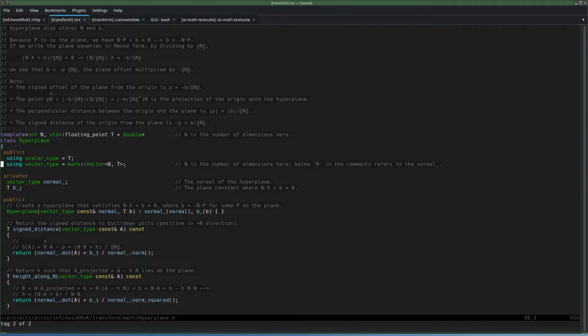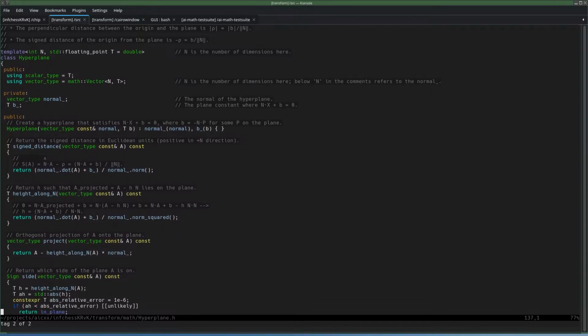I think I need a coordinate transformation from the hyperplane to, well, the underlying 3D thing. So I could have the hyperplane return, let's say, a 3D vector, right?